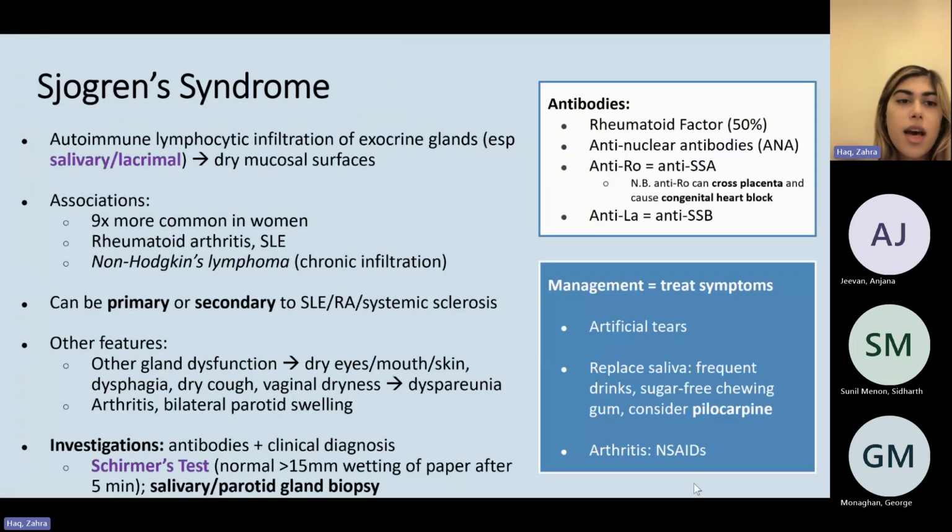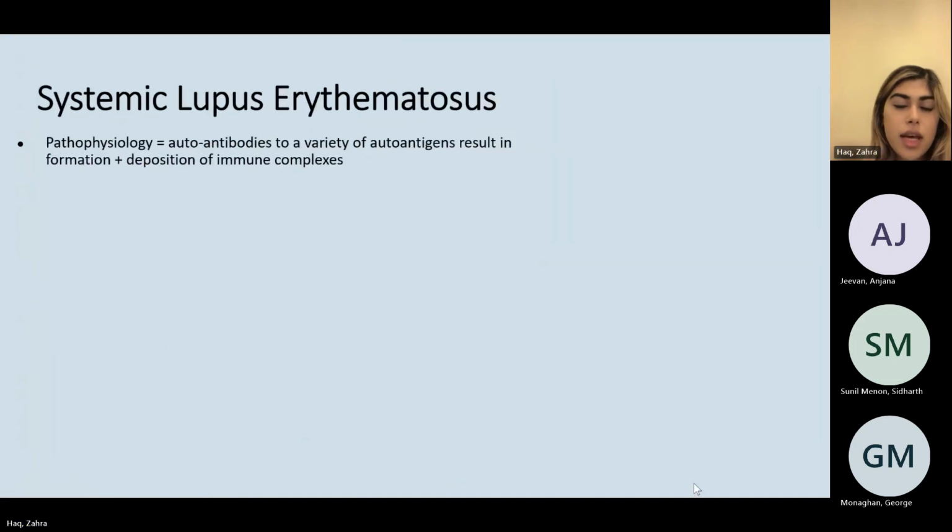In terms of management, it is normally quite conservative. We would give artificial tears or pilocarpine to stimulate the muscarinic production of tears. We'd like to replace saliva with frequent drinks and chewing gum, and if the patient does develop arthritis because of this, normally NSAIDs will manage the pain and inflammation.